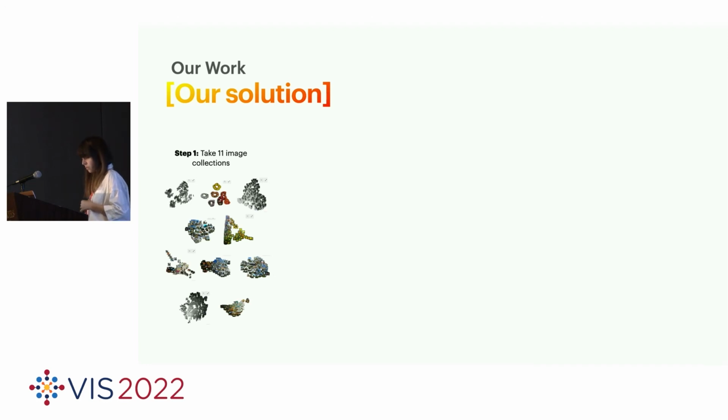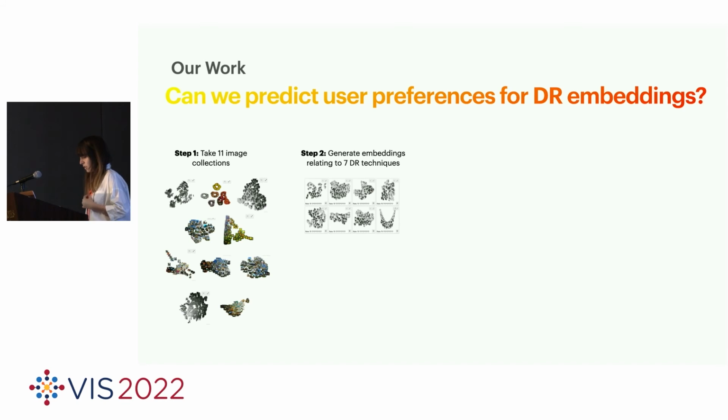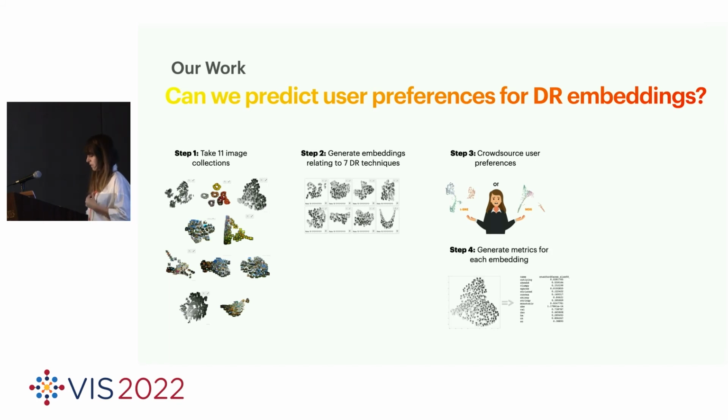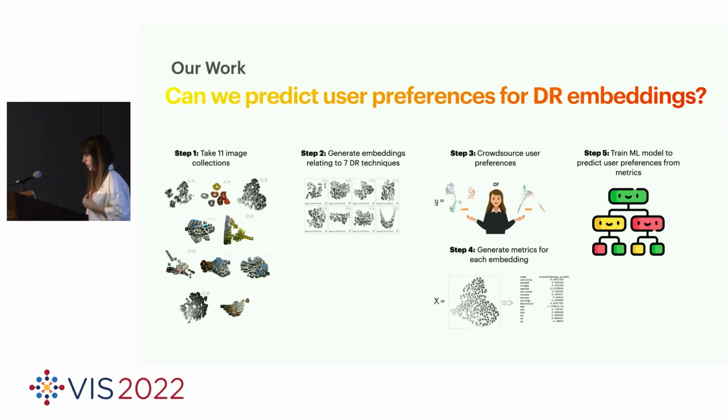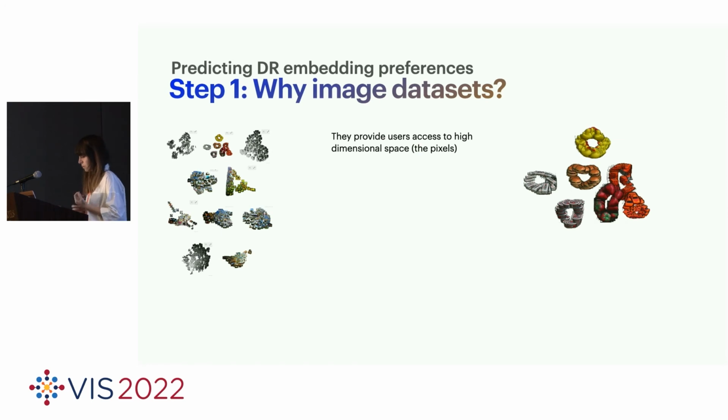So we took 11 image collections, and we generated embeddings with 7 dimensionality reduction techniques. We crowdsourced user preferences and generated metrics for each embedding. And then we trained a supervised machine learning model between the metric space and the user preference. And we'll see what we got.